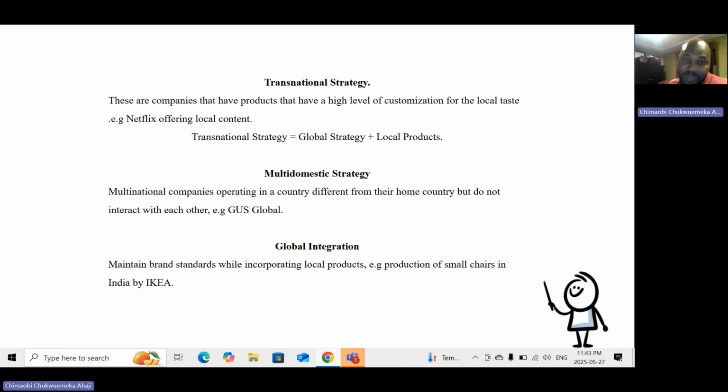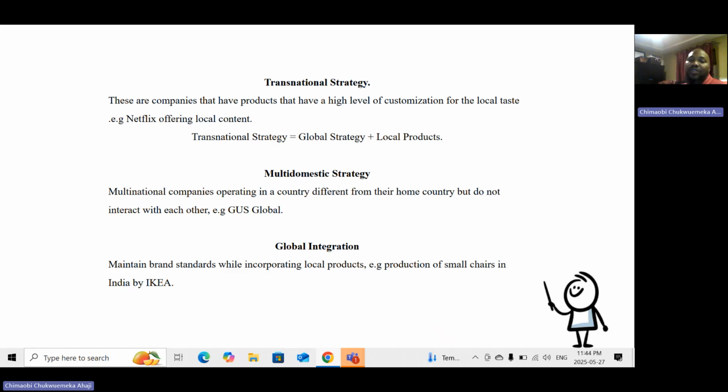I also learned what domestic strategy is. This is when companies operate in a different country from their home country but do not interact with each other. For example, University of Canada West is owned by Gos Global, and Gos Global owns different universities in Canada and also in the UK. But these universities don't interact. That's like having different parts of different companies in the same country that do not interact. They act independently of each other.